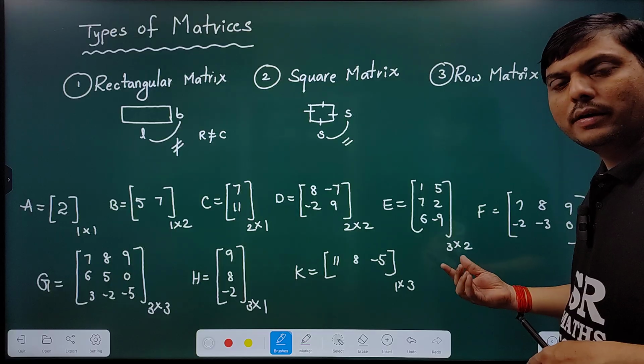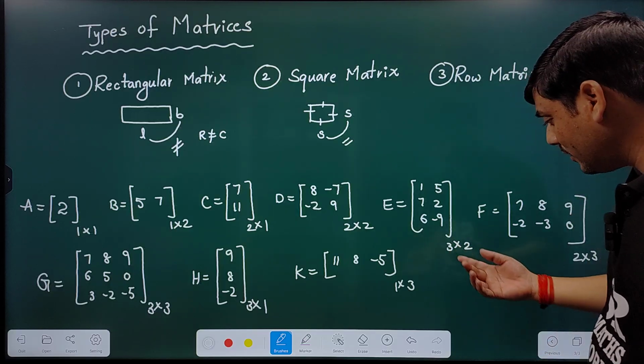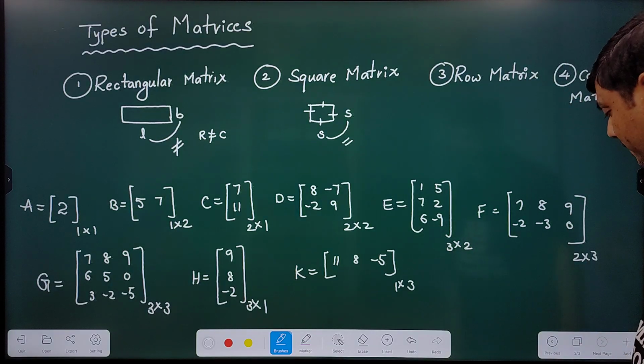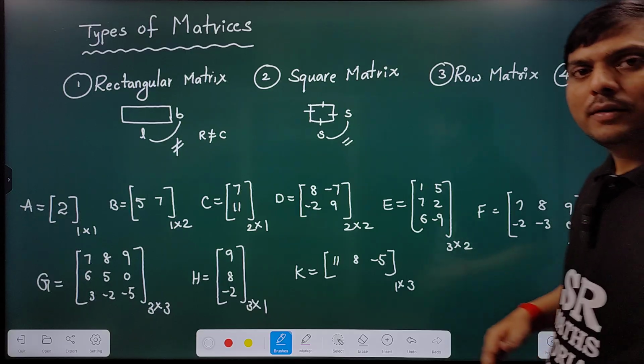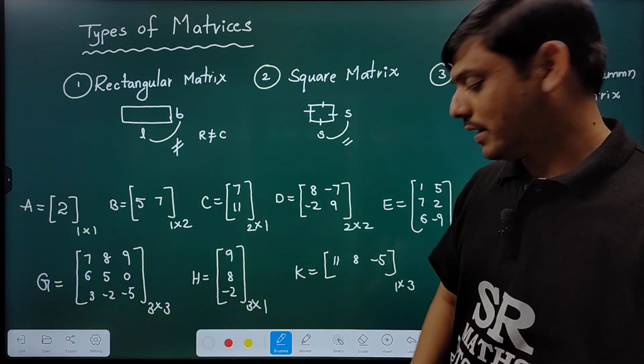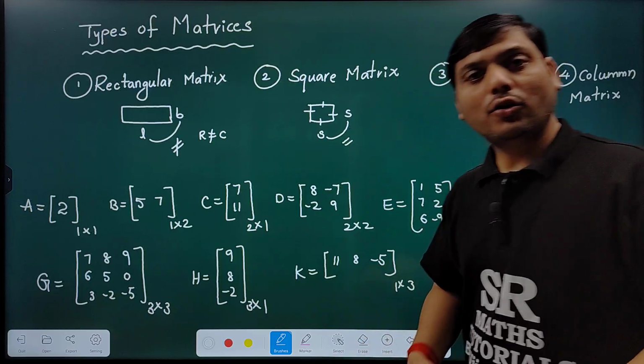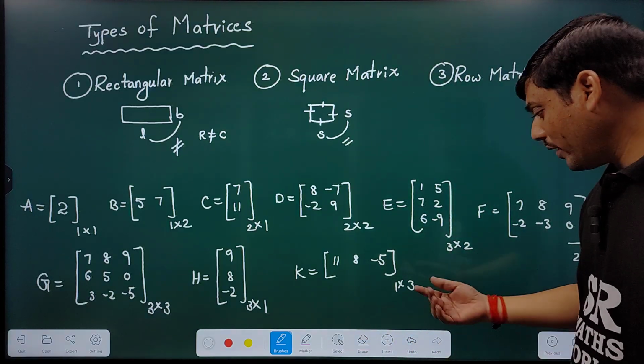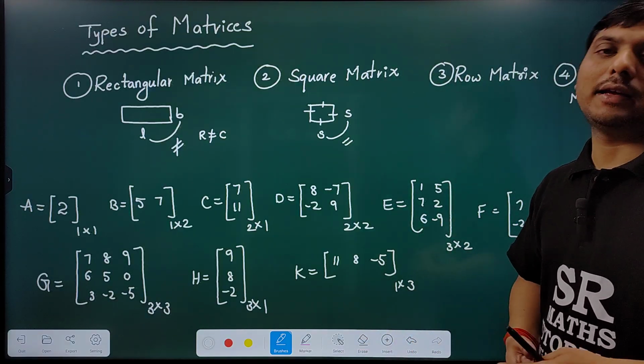3 and 2, rectangle. 3 and 2 are not equal to each other. 2 and 3, not equal, rectangle. 3 and 3, equal, square. 3 and 1, not equal, rectangle. 1 and 3, not equal, rectangle.